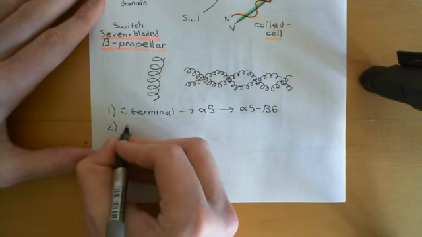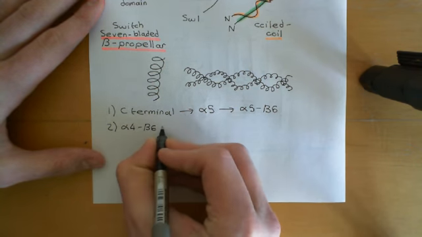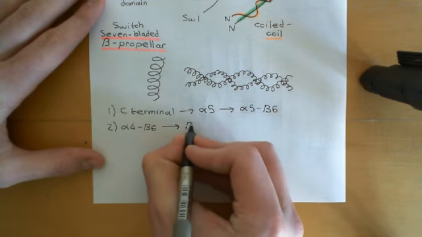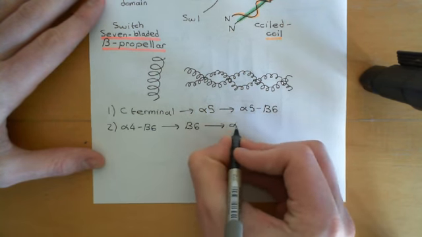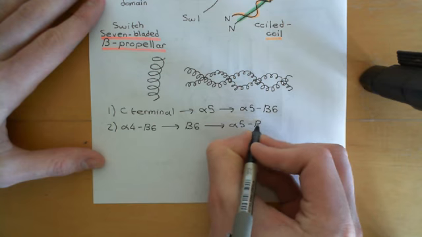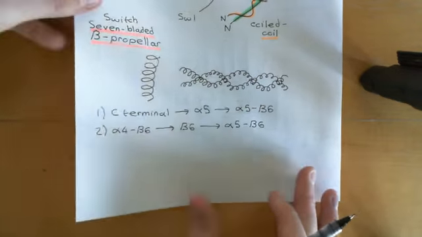Okay, so this is alpha 4 beta 6 binds to the G protein coupled receptor, transmits the conformational change down the beta 6 strand, which then goes to the alpha 5 beta 6 loop. Okay, that also helps to bring about a conformational change in the guanine nucleotide binding domain.